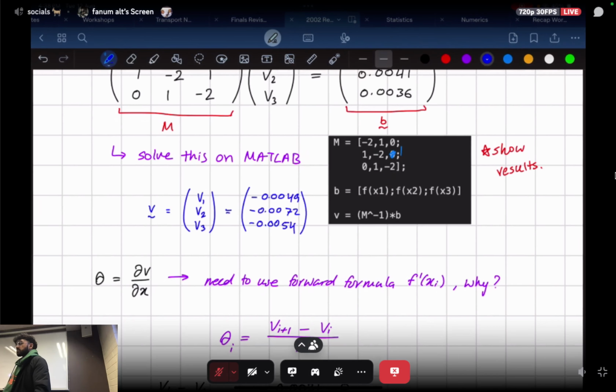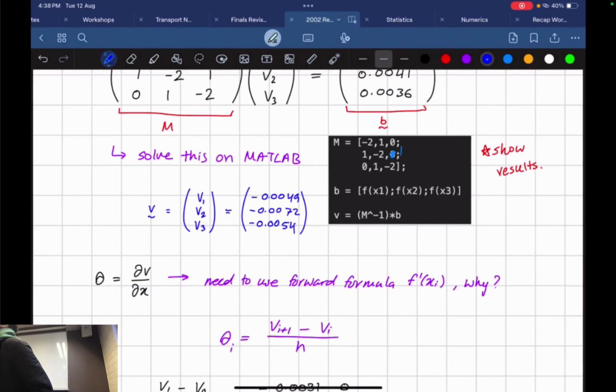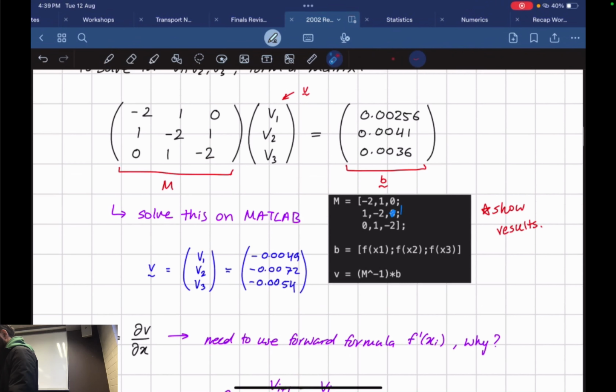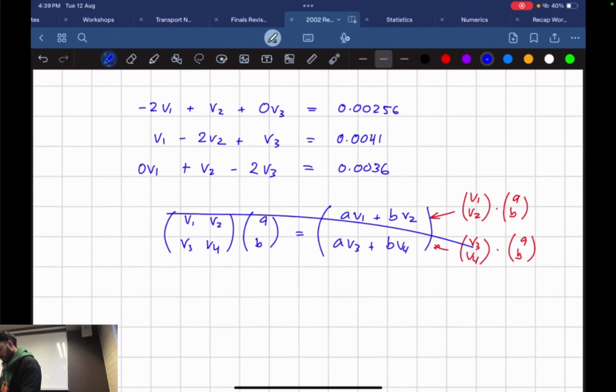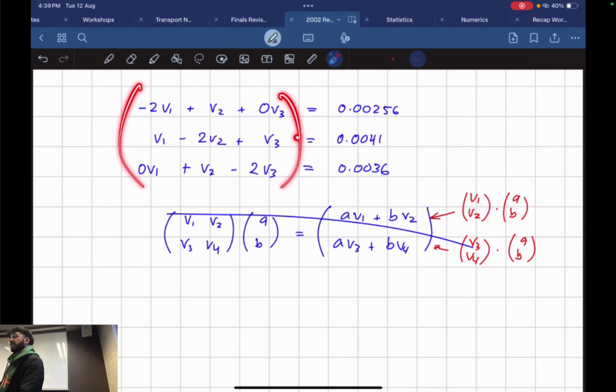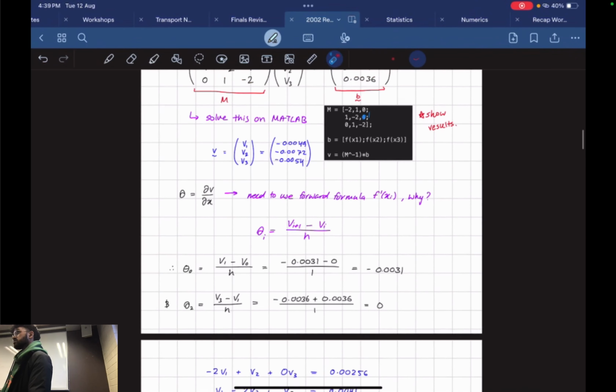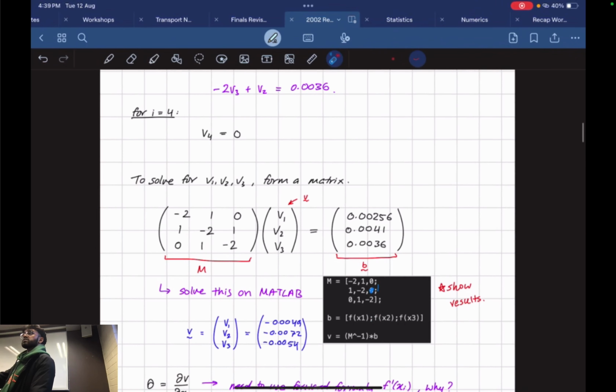B is the 0.02641. That's B, the right hand side of our equation. Because when you expand this out, this is going to be the matrix that forms, and we know it's going to be equal to these. That's the first part of the question, the first two parts of the question.